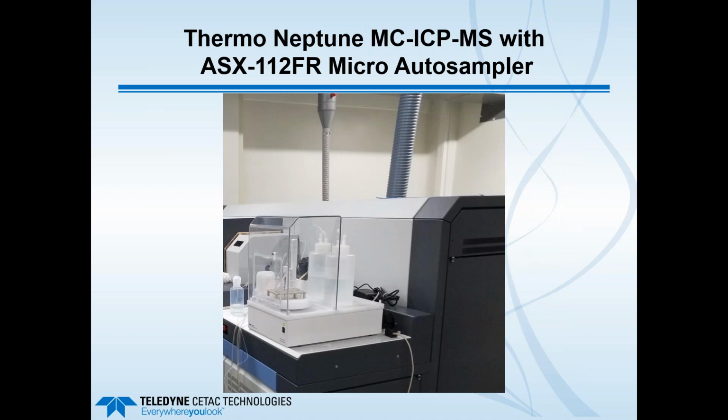Finally, here's another picture showing, in this case, an ASX112 again on the sample introduction tray of the Thermo Neptune multi-collector ICP-MS. And again, that has a right to left orientation. Also, you see there the 2 sample reservoir bottles. These are the large 2-liter polypropylene bottles if you're equipped with a peristaltic pump. And those are simply placed on that back tray on the back portion of the ASX112. That's commonly done.